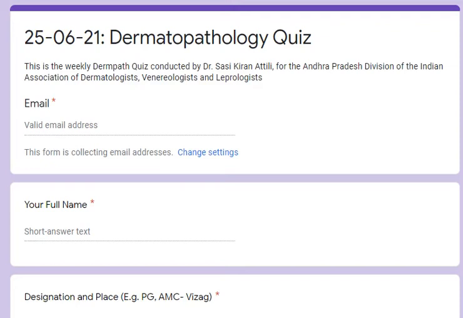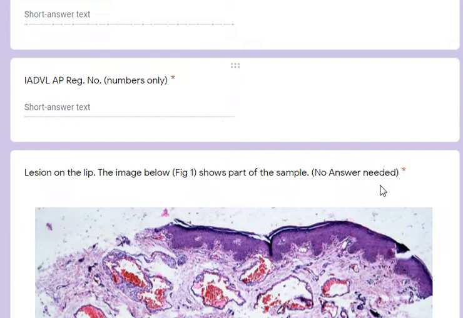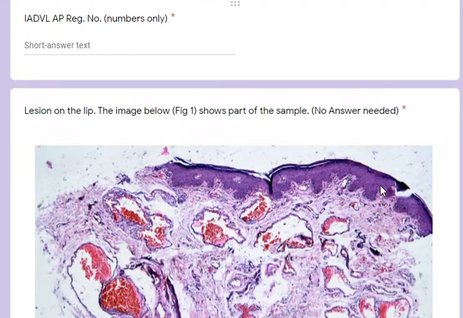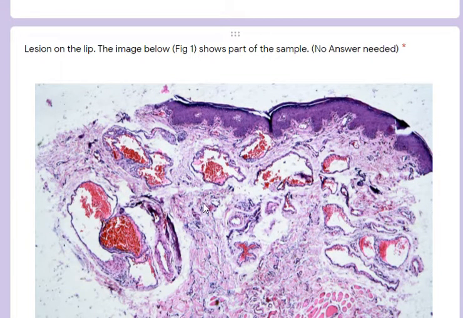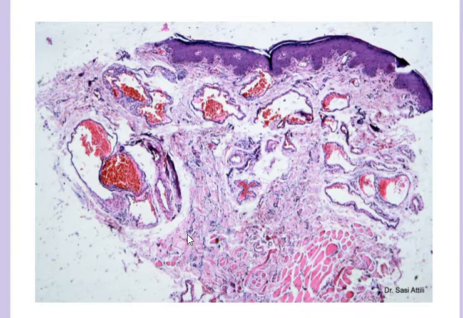Today's quiz. This is a difficult case, but I've tried to give you as many clues as possible. So this is a lesion on the lip. The image below shows a low power view of part of the sample. It's just a punch biopsy that's been taken, but one part of the punch biopsy shows this sort of image. So what you can see here, it's obvious that the lesion is from the lip because you can see the muzzle here.